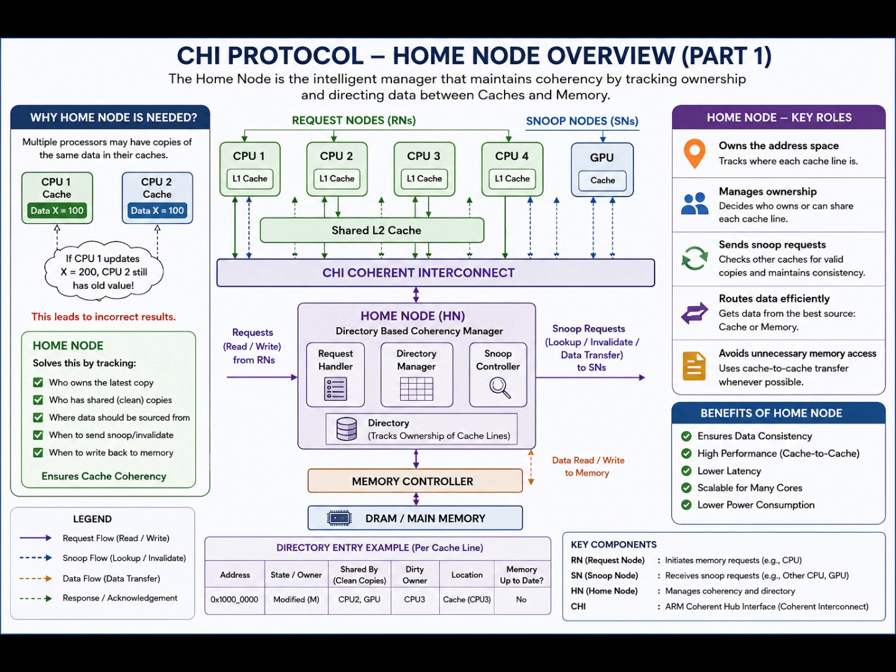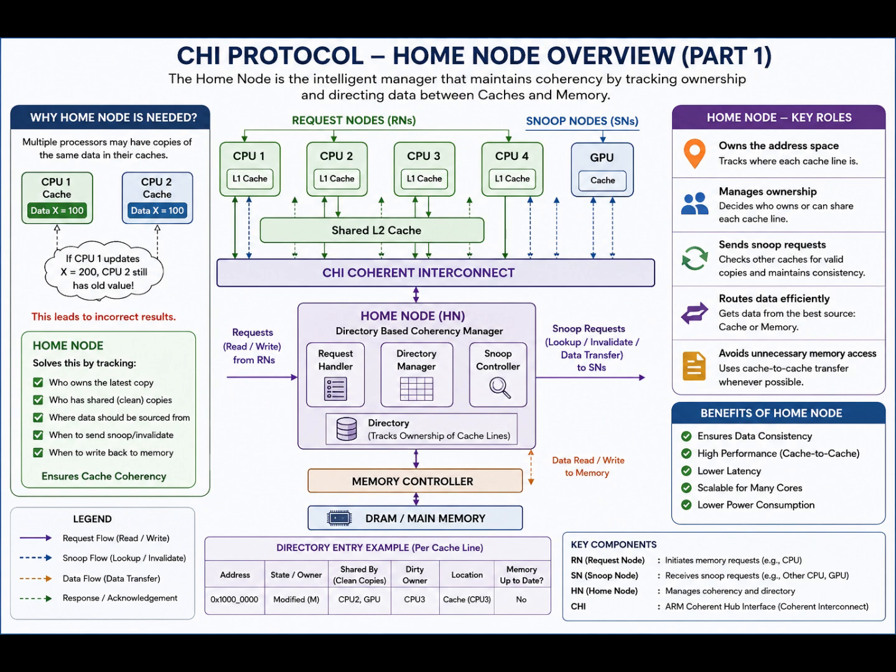Instead, the home node detects that CPU 3 owns the latest copy. It sends a snoop request to CPU 3. CPU 3 supplies the newest data directly. This technique is called cache to cache transfer, and it is one of the reasons CHI achieves excellent performance. By avoiding unnecessary DRAM accesses, latency decreases significantly. Power consumption also reduces because expensive memory accesses occur less frequently. This intelligent routing of data is one of the biggest jobs performed by the home node.